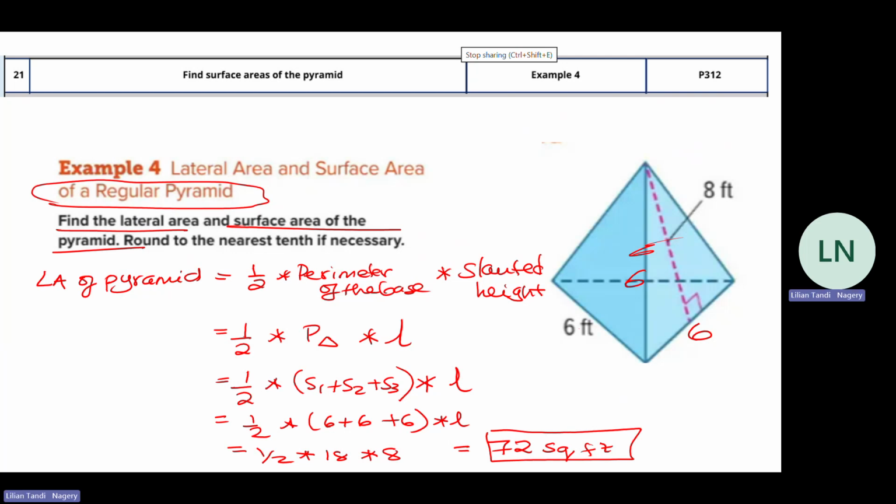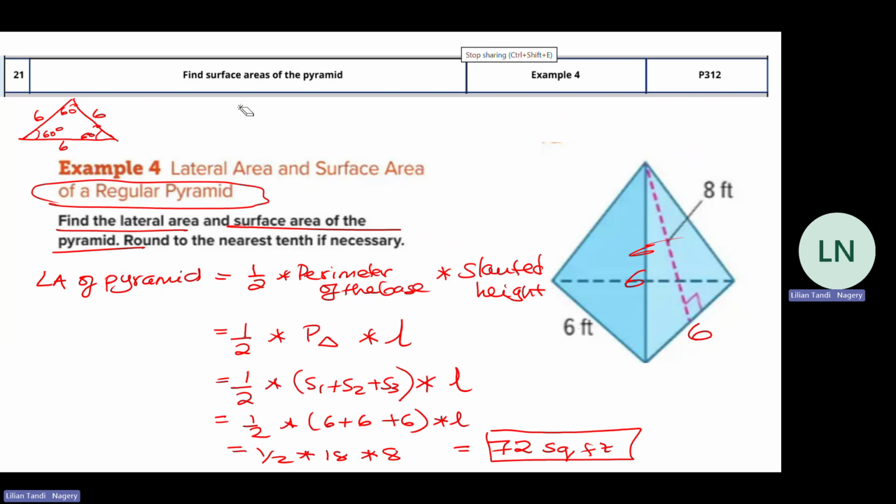All right. Now it wants you to find the surface area. Now, remember you have a triangle. All you know is that this is 6, 6, and 6. If your sides are the same, it means you have an equilateral triangle. If you have an equilateral triangle, your angles inside must be 60 degrees, 60, 60, and 60.